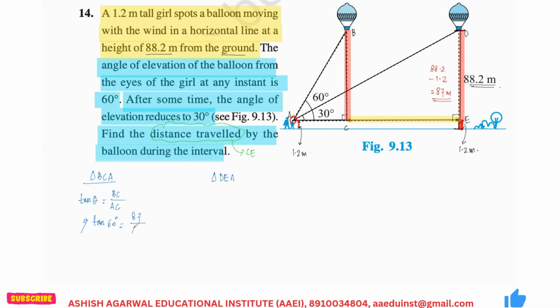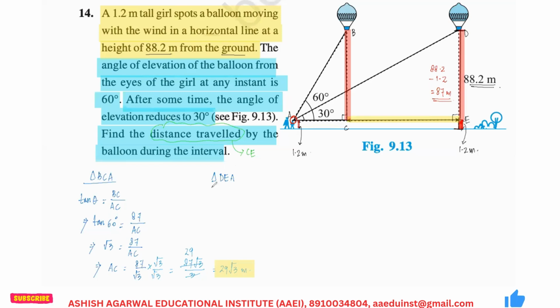AC value is something we do not know. Tan 60 value is √3. This is 87 by AC. If we cross multiply, we get AC equals 87 by √3. In this situation, we generally rationalize. Top and bottom, we multiplied by √3. We got 87√3, and at the bottom we have a 3. If we simplify, we get 29√3 meter as our AC value. This we shall take care of later, so we will box it and we will move on.